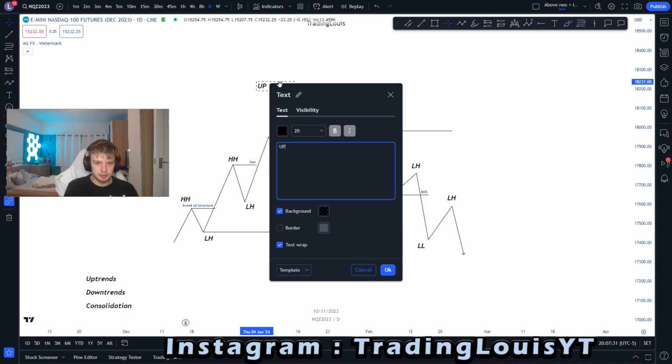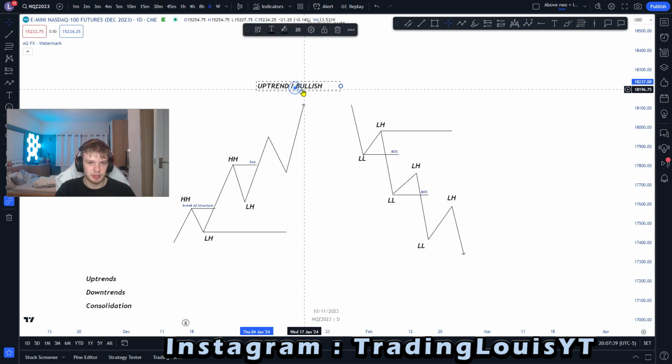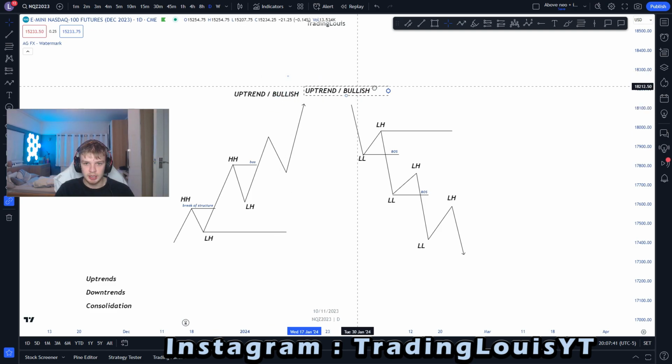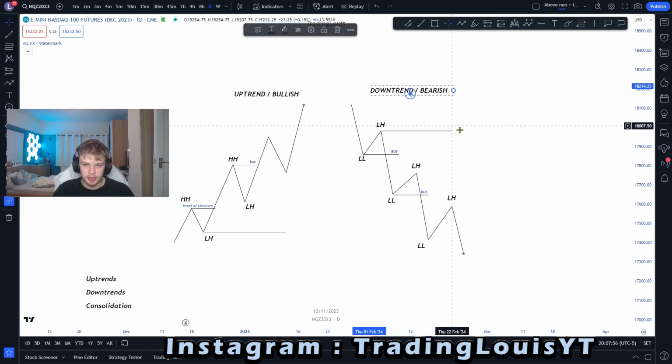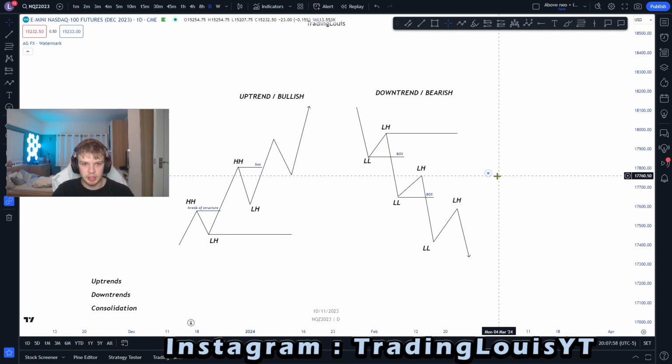So this is an uptrend. This is called a bullish market. Bullish just means going upwards, or you think the price is going upwards. And then this is the opposite. So this is a downtrend, and this is bearish. Yeah. So then what is a change of character?